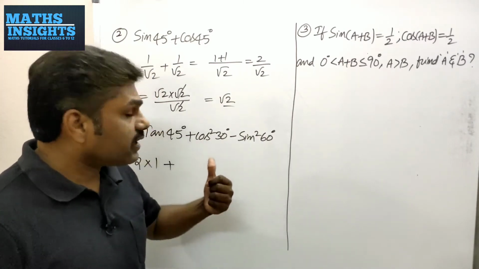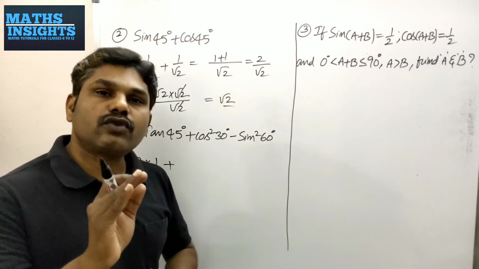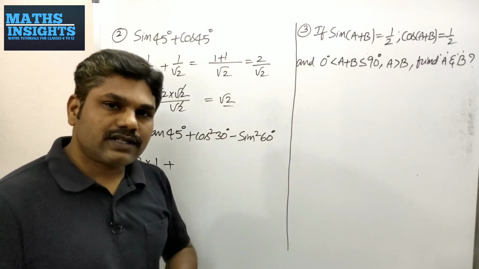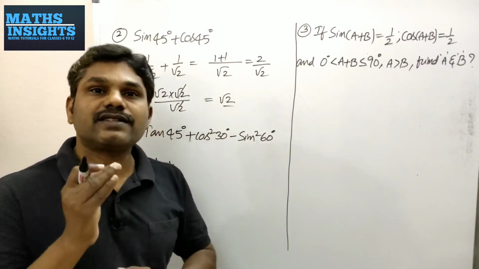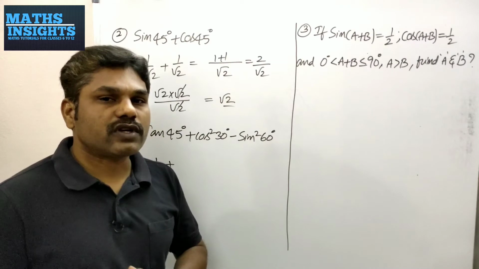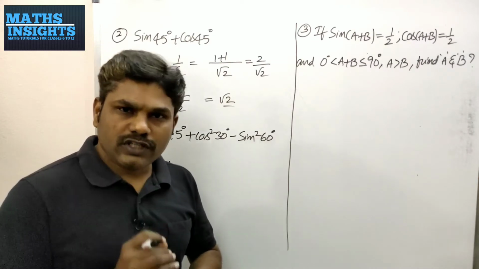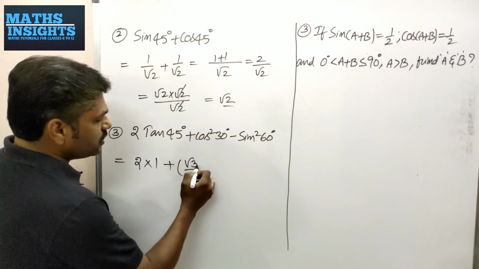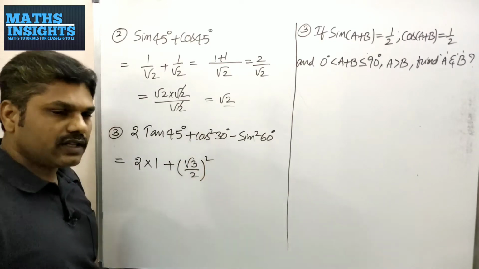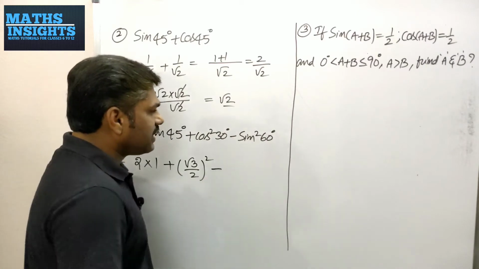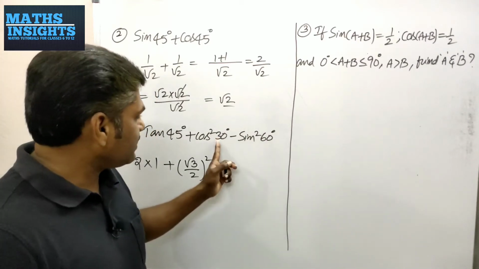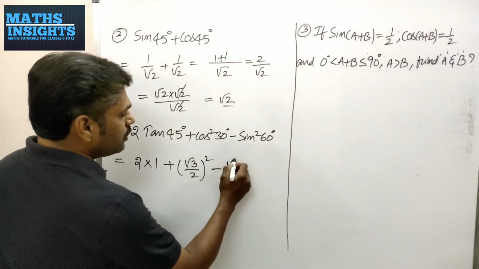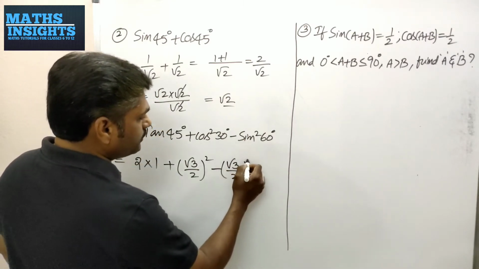Cos square 30. Cos 30 you have to know, and you have to square that value. Cos 30 and sin 60 are both the same. If you observe, that will become root 3 by 2. Therefore, cos 30 is root 3 by 2, but you have a square for it; that's why I am writing square. Minus sin square 60. I said cos 30 and sin 60 are both the same, so again it will become root 3 by 2 whole square.